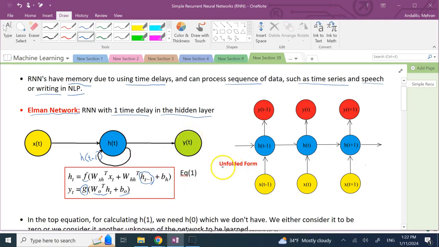And this is what we call the unfolded form of this network. You can write it this way. Here you have h of t minus 1, h of t, and h of t plus 1, as well as x and y at these three instances, let's say. You see that each h is going to be fed into the next h, as well as the x at that time point. Then the combination of h of t minus 1 and x of t will form h of t, and h of t is feed-forwarded into y of t. So this is the expanded version of the Elman network.